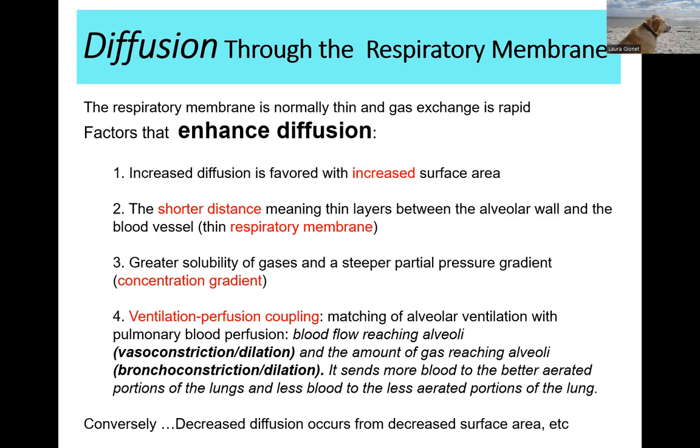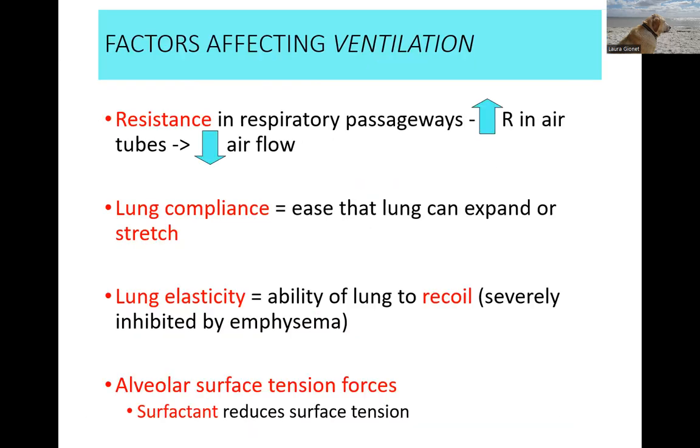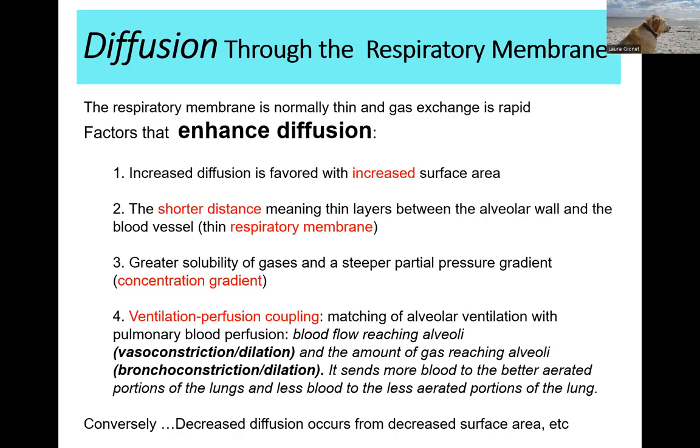So now, these are things affecting airflow essentially into the point of diffusion and then back out again. Resistance, compliance, elasticity, and alveolar surface tension forces like surfactant. Right, diffusion through the membrane has other factors associated with it. The respiratory membrane is normally thin and gas exchange is rapid.